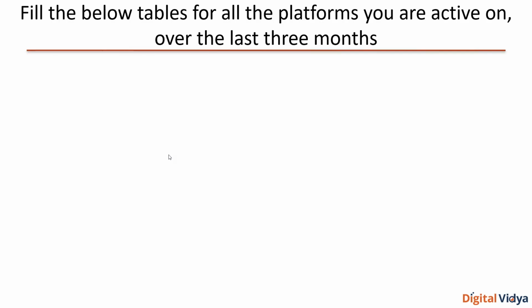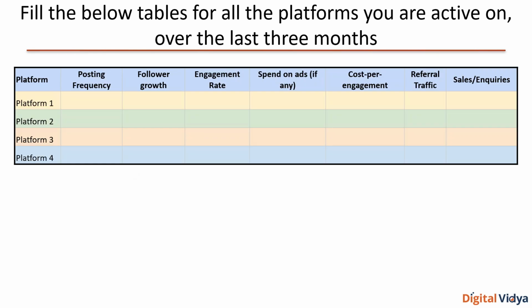Okay? So, in order to do an audit, this is a simple template that you can use. Right? For all the platforms that you're active on for the last 3 months, or the brand is active on. Let's say the brand in the last 3 months was active on Facebook, Instagram, and LinkedIn. So for each of these platforms, you would fill this table. So you would say Facebook, Instagram, LinkedIn.